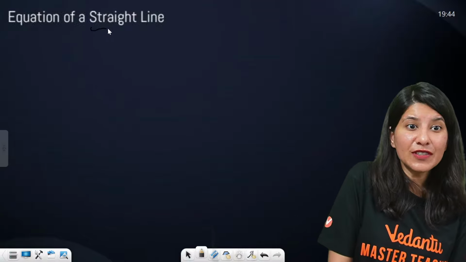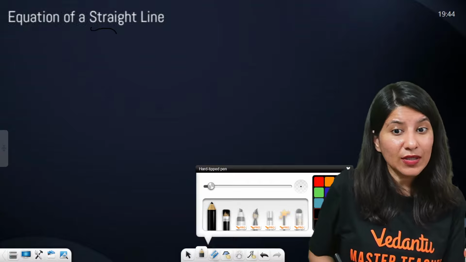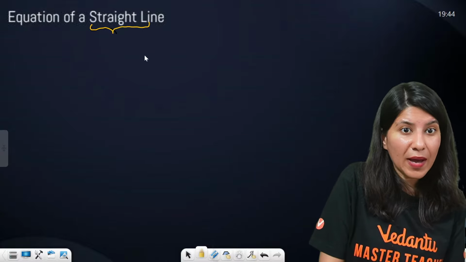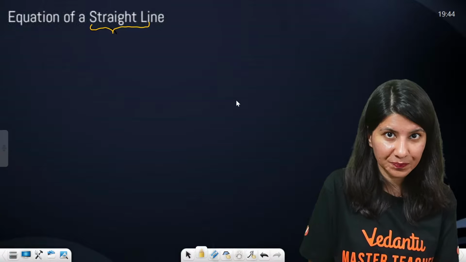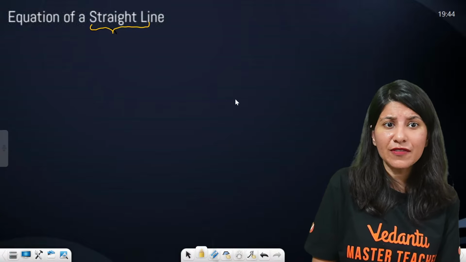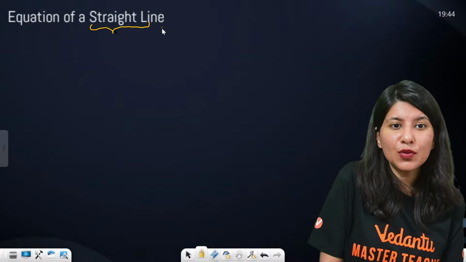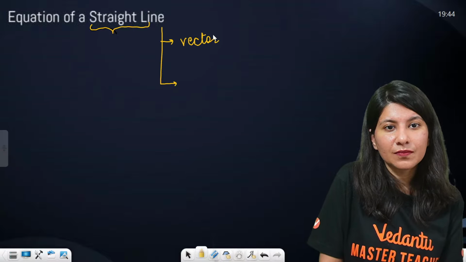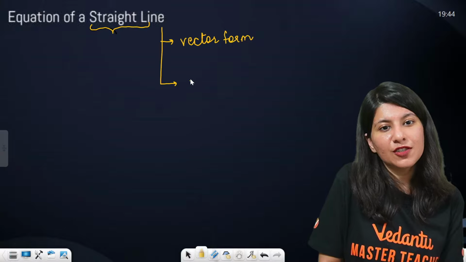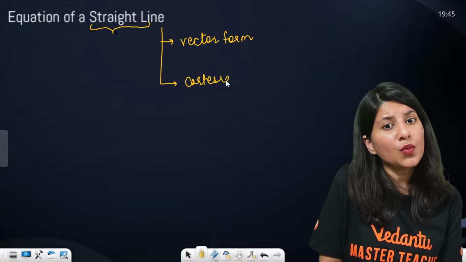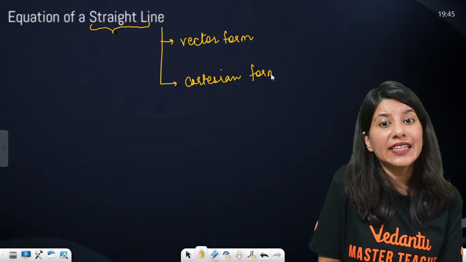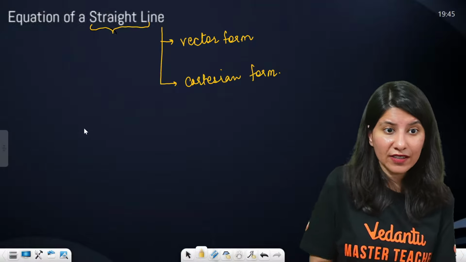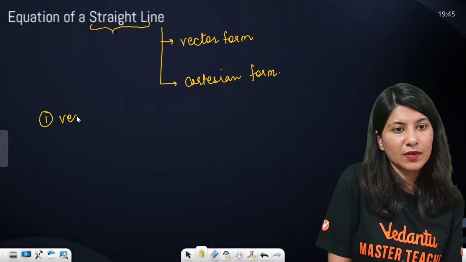Alright, now equation of a straight line, okay? So now this is very important. Now I want your maximum attention over here. So equation of a straight line, I'll be telling you there will be two forms. First one is vector form. Second one will be Cartesian form. And you know what? Both are interchangeable forms. Let's talk about the vector form.